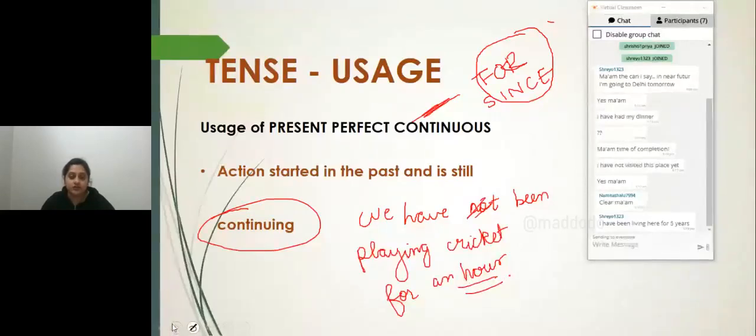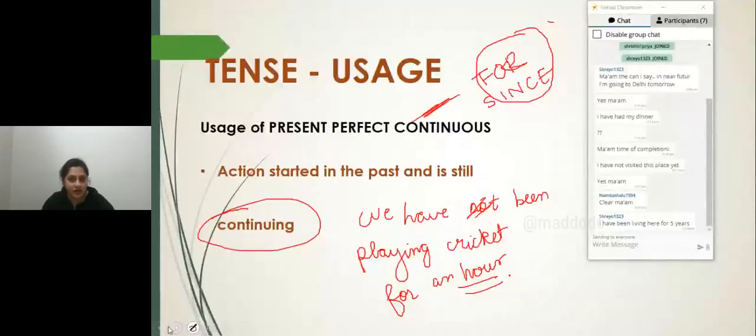When I talk about a duration, for example, 6 weeks, 8 years, 9 months, we use for. When I talk about years, like I have been living here since 1985, we use since. Okay, so with years we usually use since. This is all you have to remember. Clear?